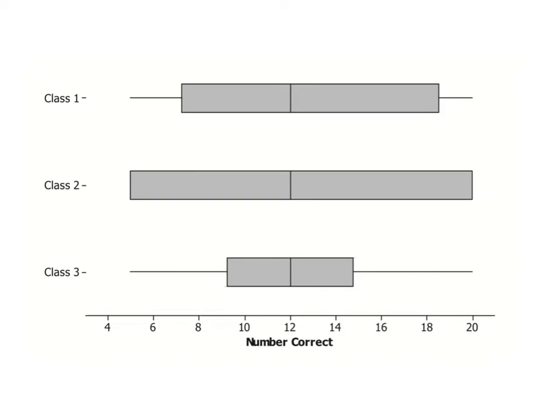So this is a little bit different. I want us just to look at this. We're not going to do any 5-number summaries for all these. That's too much work. But I want us to see how you can compare different box and whisker plots. I want you to tell me what's wrong with class 2.